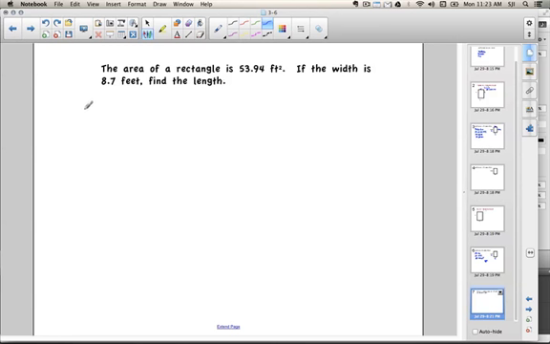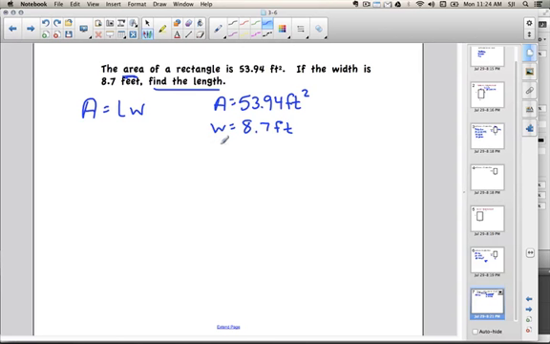So here's what I like to do when we have a problem like this. I like to write down the three variables. Because it says area right here, that means we're doing area equals length times width. I like to start by writing A equals, what do we know? It says the area of a rectangle is 53.94 feet squared, so we know the area already. And it says the width is 8.7 feet, so W equals 8.7 feet. Find the length. That means this is the thing that we don't know.